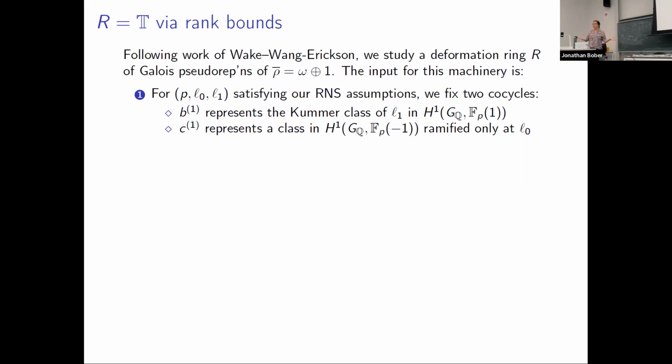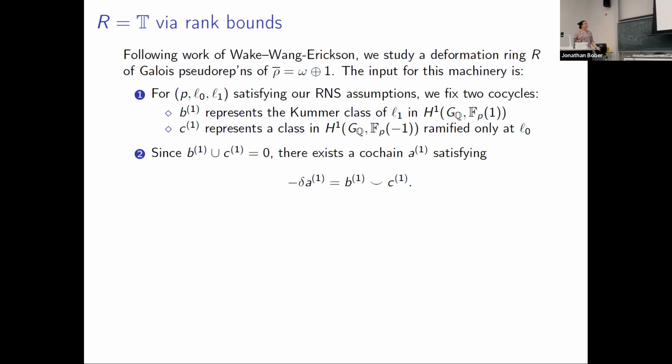So we fix our triple of primes. And so associated to L naught and L1, we can fix 2 specific cocycles. So B1 is the Kummer class of L1 in our cohomology group, and C1 is a non-trivial class that's ramified only at L1. And once we fix these 2 cocycles, Wake and Wang-Erickson show that their cup product vanishes because L1 is a P-th power mod L naught. And this means that there's a cochain that satisfies this boundary equation.